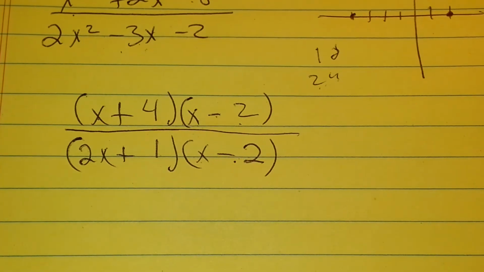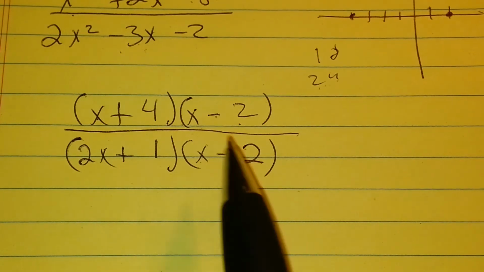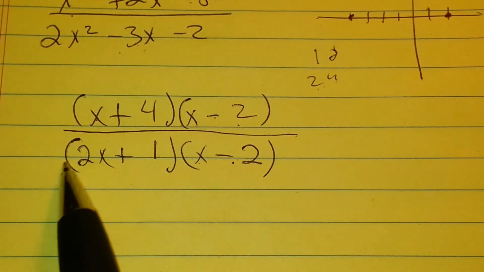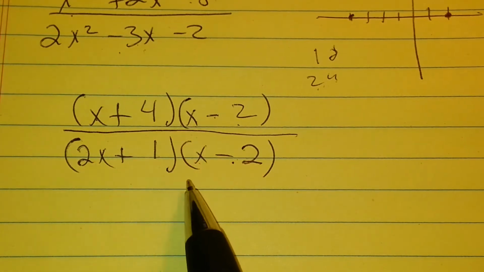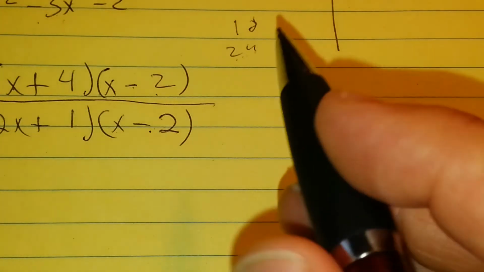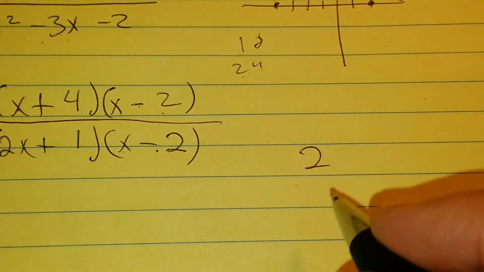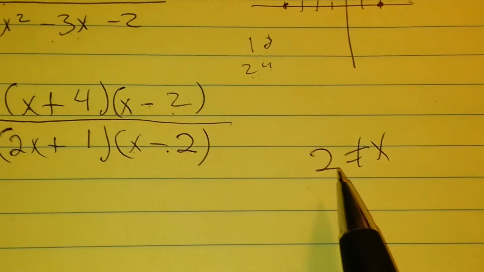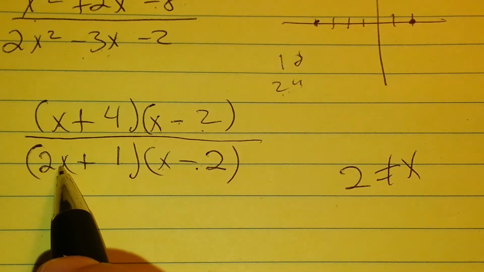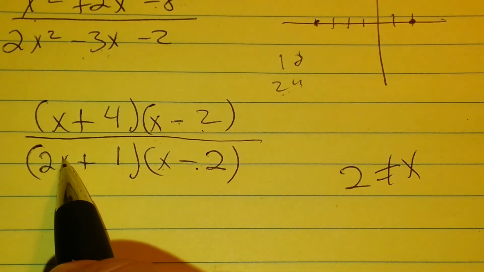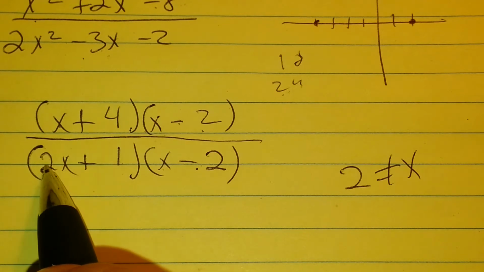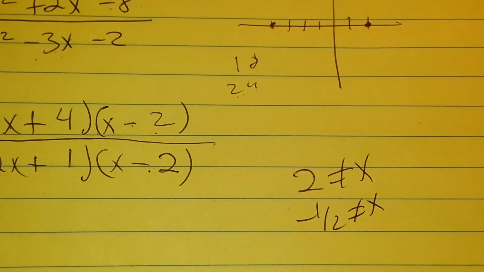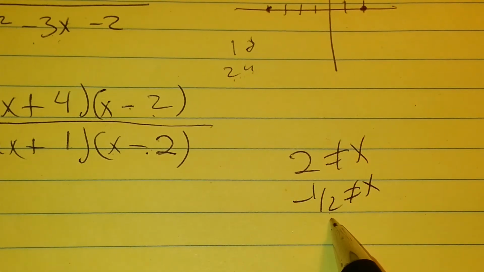So right now, I look at what makes my denominator 0. Anything that makes either of these parentheses 0 is bad, because 0 times anything is 0, and this would make it undefined. 2 minus 2 is 0, so x can't be 2. 2 is no longer in our domain. And right here, if x is negative 1/2, negative 1/2 times 2 makes that negative 1 plus 1 is 0. So negative 1/2 cannot equal x. So those two values are no longer in our domain.